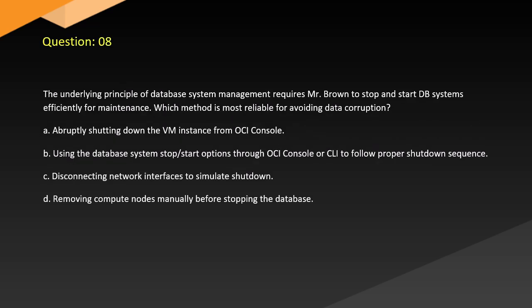Question 8. The underlying principle of database system management requires Mr. Brown to stop and start DB systems efficiently for maintenance. Which method is most reliable for avoiding data corruption? A. Abruptly shutting down the VM instance from the OCI console. B. Using the database system stop-start options through the OCI console or CLI to follow proper shutdown sequence. C. Disconnecting network interfaces to simulate shutdown. D. Removing compute nodes manually before stopping the database.